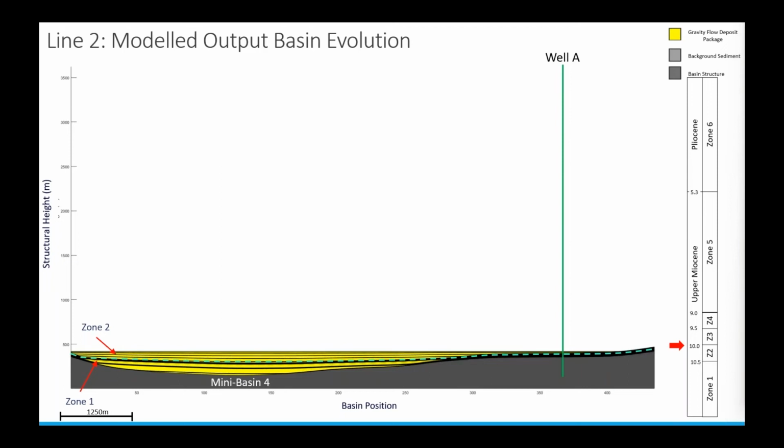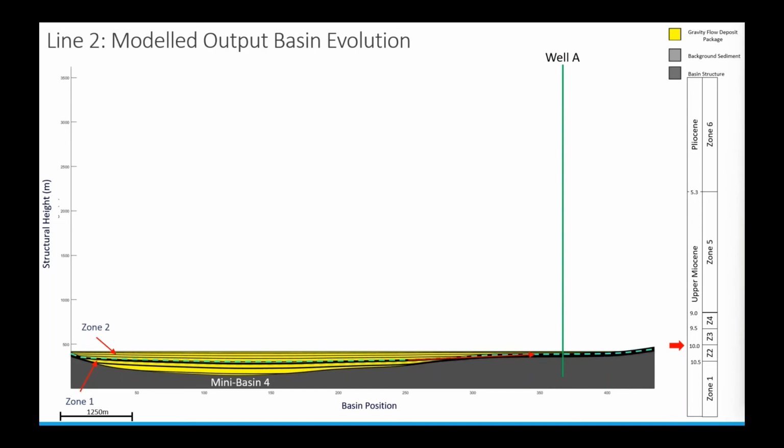Now moving through the stratigraphy into zone 2, we see sedimentation becomes more active at this point in time. We have a high number of gravity flow deposit packages being modeled to be deposited. And these are simulated to progress the onlap on 2 and crest over high 1, where thin sediment gravity flows are intersected by well A.